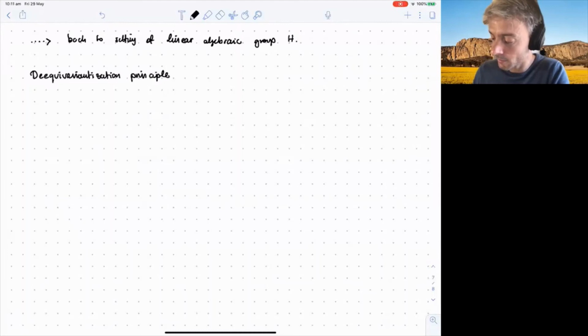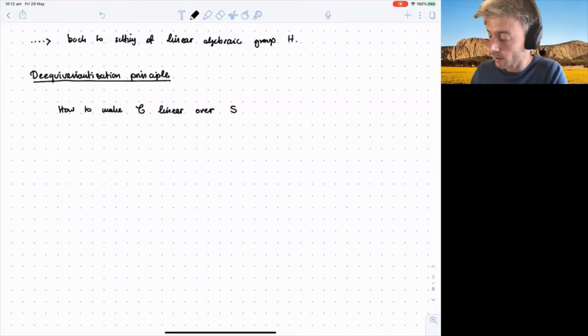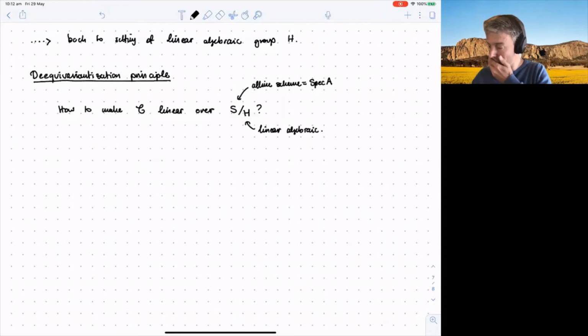It answers the question of how to make some abelian category C linear over S mod H, where S is an affine scheme equal to Spec A, and this is linear algebraic. So the example that I hope to get to is G_m mod G_m, a really beautiful example.